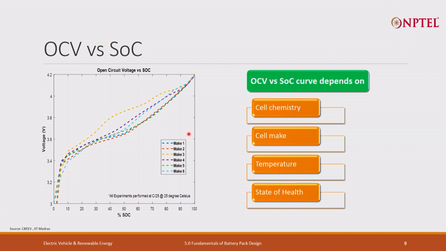Then again, temperature dependence. These curves also show dependence on temperature. At 25 degrees you may get a curve like this, at 35 the curve may be shifted slightly above, and at 45 it may be shifted a bit above as well. So with temperature also you should know the dependence. And then state of health. The curve for some cells also depends on the state of health. For some it does not, while for some it does depend.